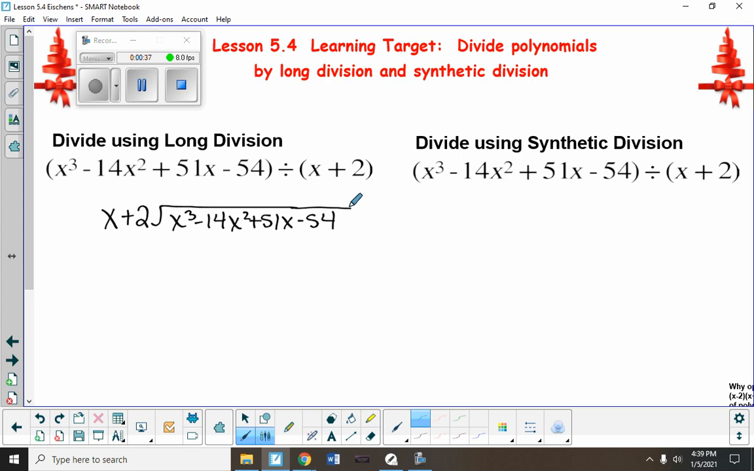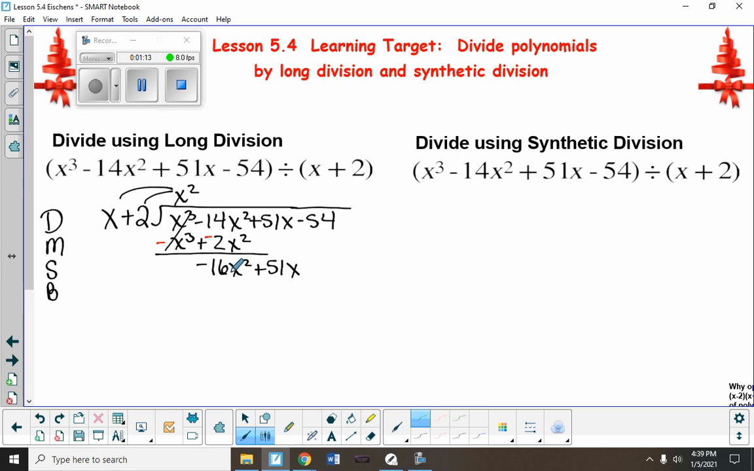So first, remember with long division, it's divide, multiply, subtract, bring down. So x times what would give me x to the third? It would be x squared. And now we multiply, so that's x cubed plus 2x squared. And now we subtract. Remember that step. So that gives us, this cancels, negative 16x squared plus 51x.